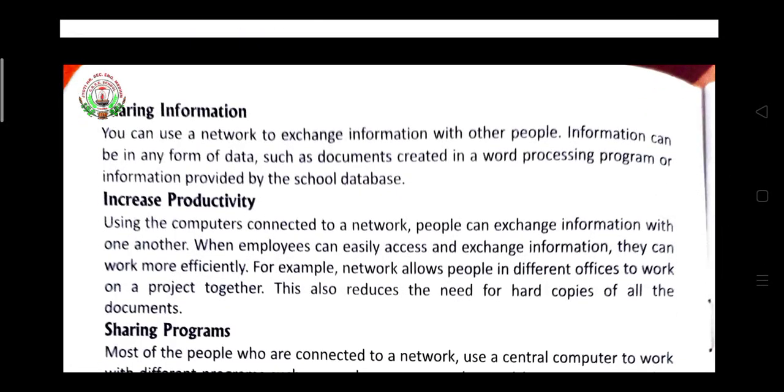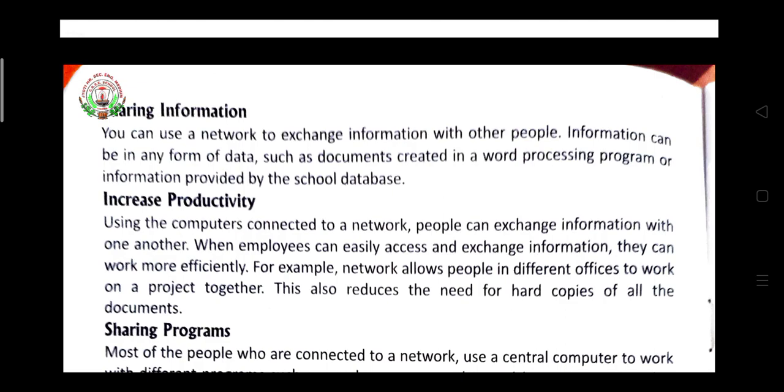Then sharing information. You can use a network to exchange information with other people. Information can be in any form of data, such as a document created in a word processing program or information provided by a school database. School information sharing is also used here.